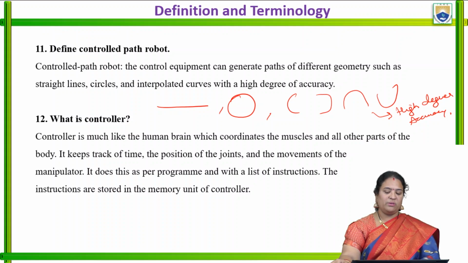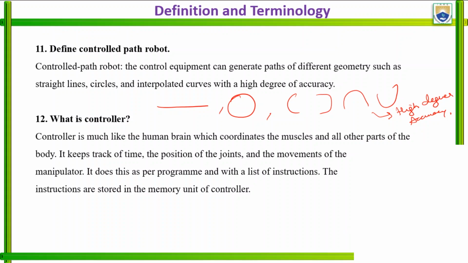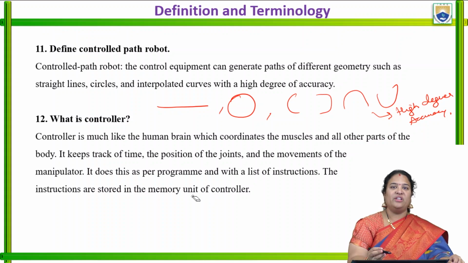Next, what do we mean by the term controller? Controller is much like a human brain. That is, a controller coordinates the muscles as well as all other parts of the body, same like the brain of the human being.